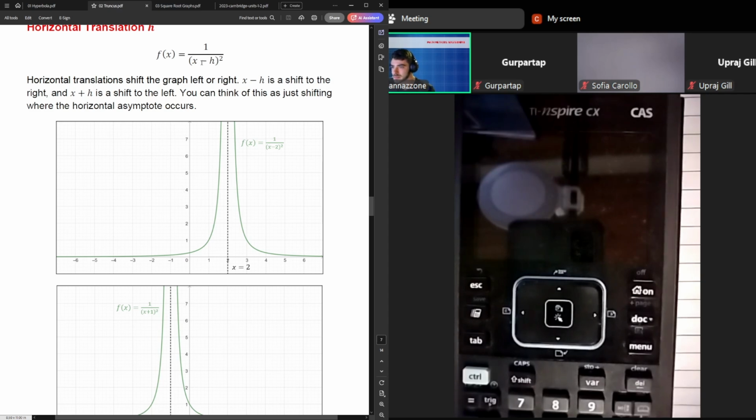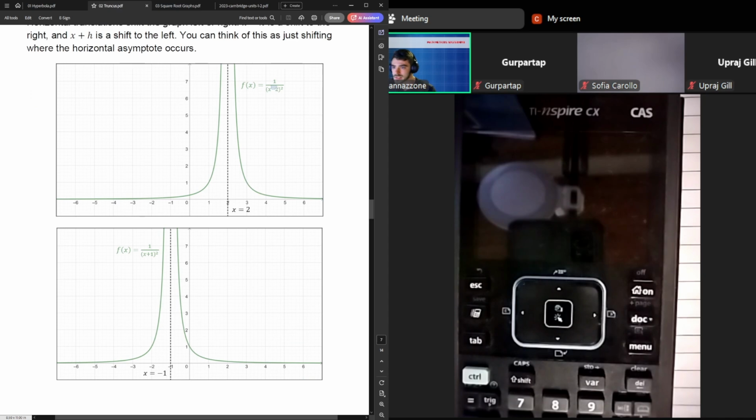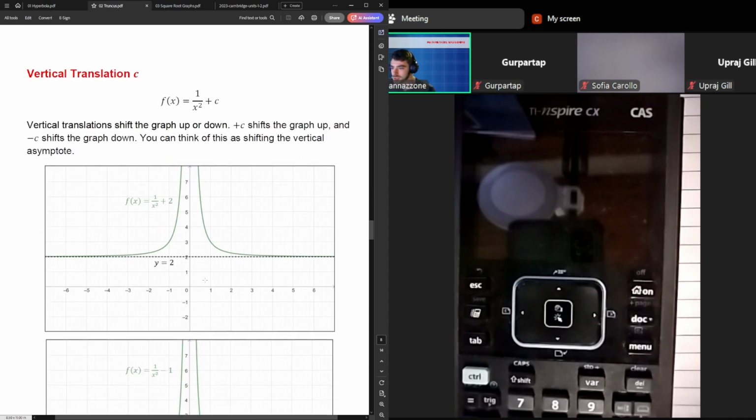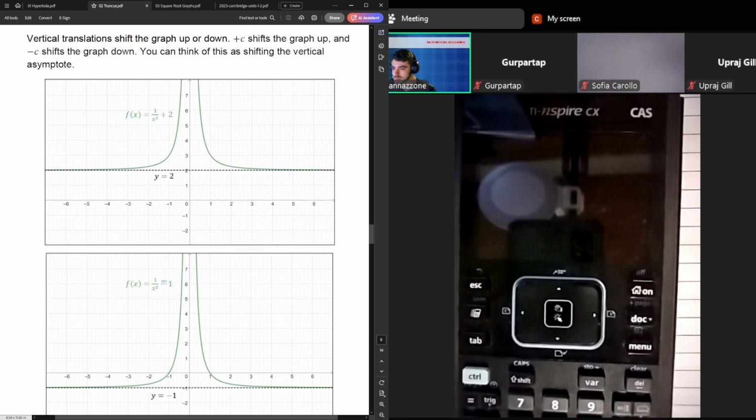Translations are exactly the same. Horizontal translation gives you the vertical asymptote. If it's negative, it goes right. If it's positive, it goes left. And vertical translation will also set your horizontal asymptote. So up, down, positive, negative. Nothing has actually really changed there.